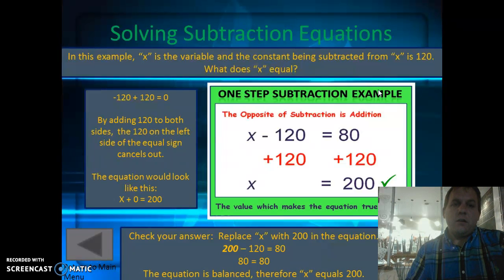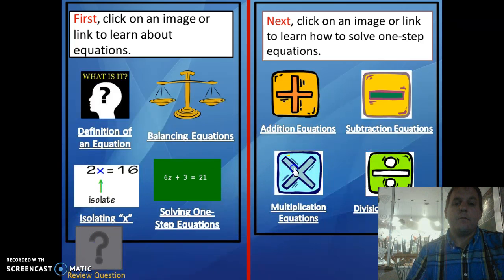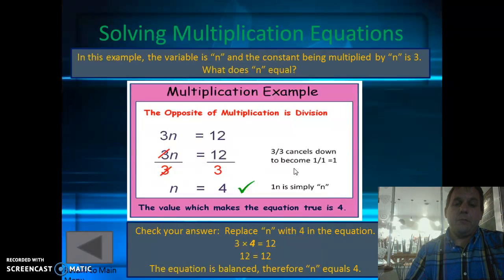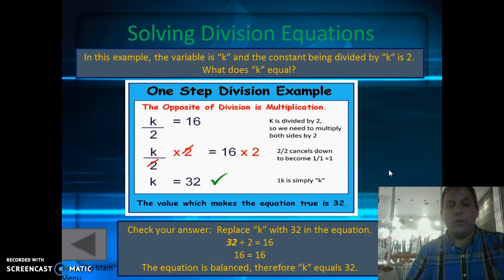And then you're going to go to the next slide. We're going to pause again. The examples in the colored box. Read the rest of it. Write down what's in the colored box. Once again, pause. Write down what's in the colored box. And read the rest of it. And the same thing for the division equations.